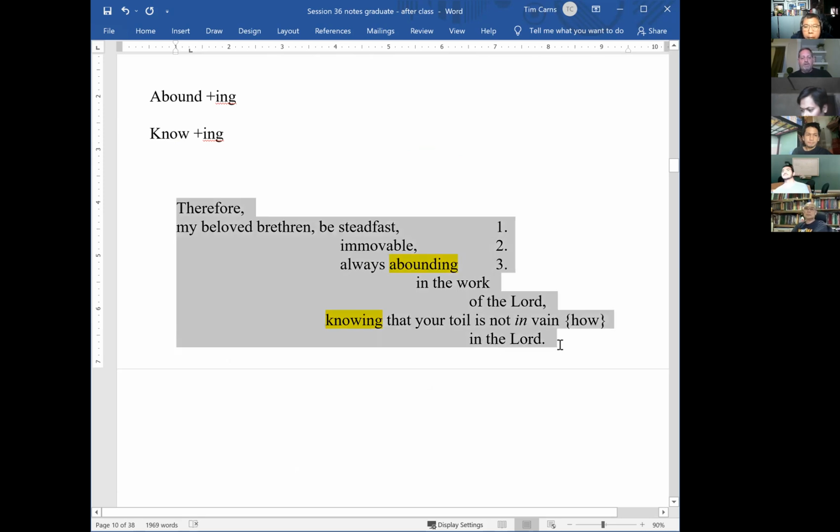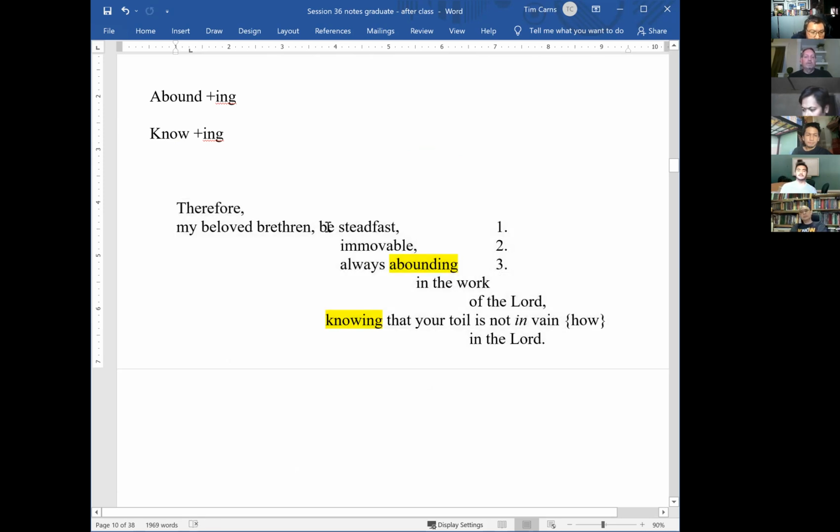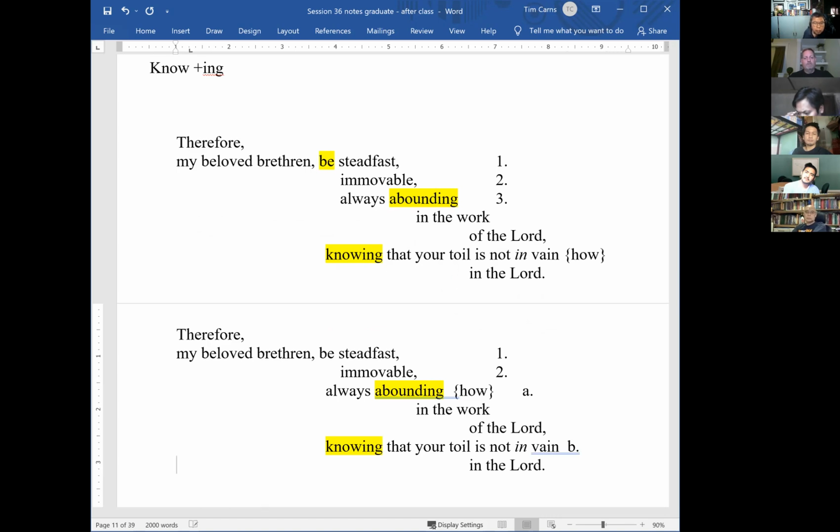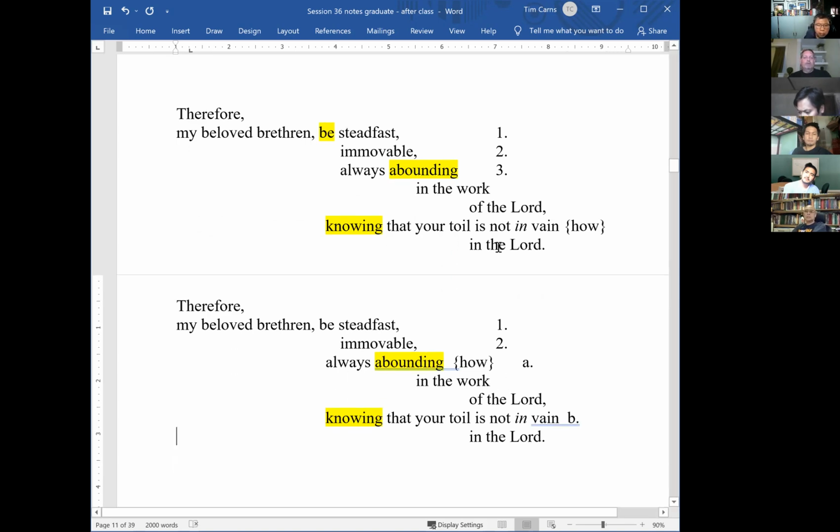Now, if we had not seen that verb of being here, we could have potentially diagrammed it this way. If we looked at the interlinear and said, oh, there is a participle, this is how it would have been. We would have called this A, and this one would be B, both of them describing how. As opposed to here, we just have one, A. Maybe I should put it over here. Easier to see.